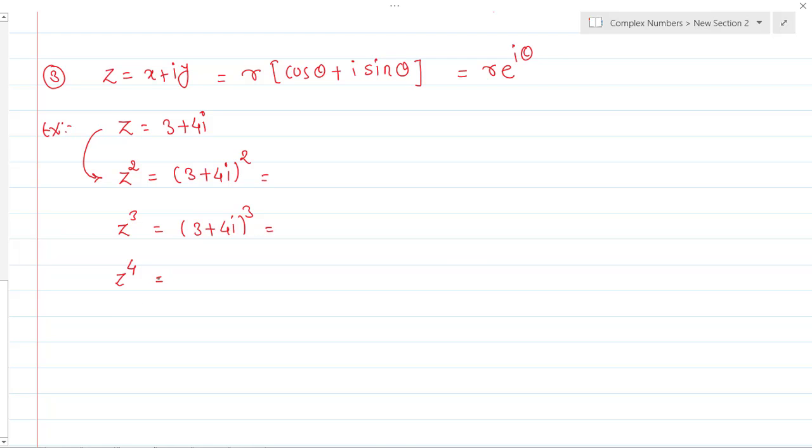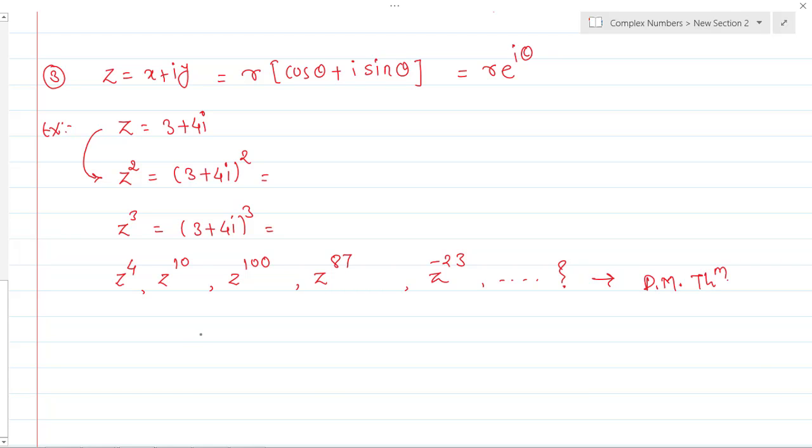If I want to find out z raised to power any other integer, z raised to power 10, z raised to power 100, z raised to power 87, z raised to power minus 23, so any power of z, then what is the question? Then what is the solution? The solution is nothing but the De Moivre's theorem.